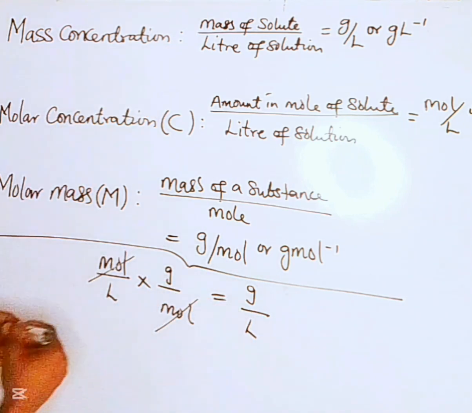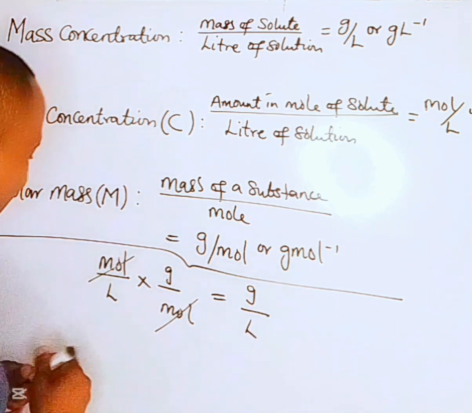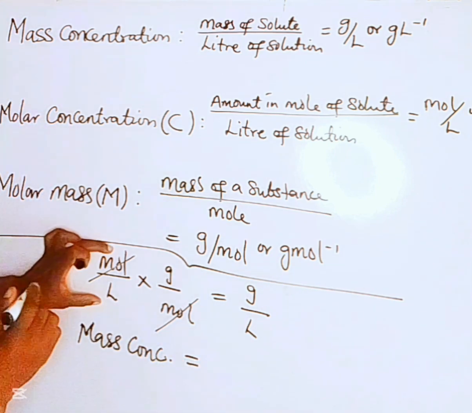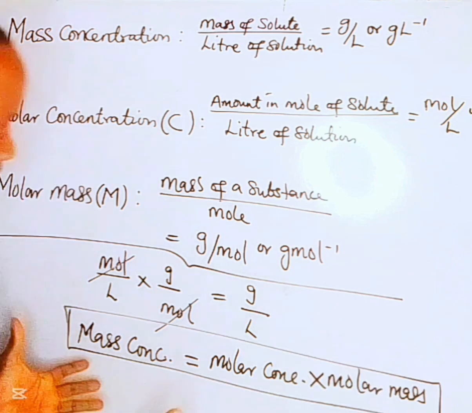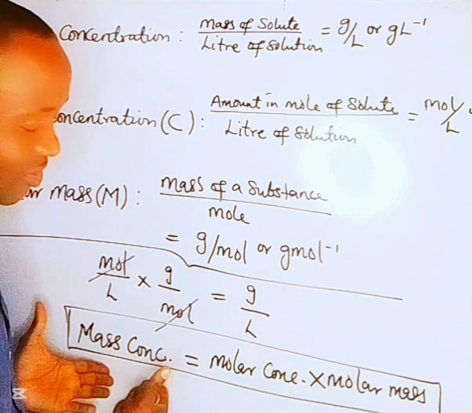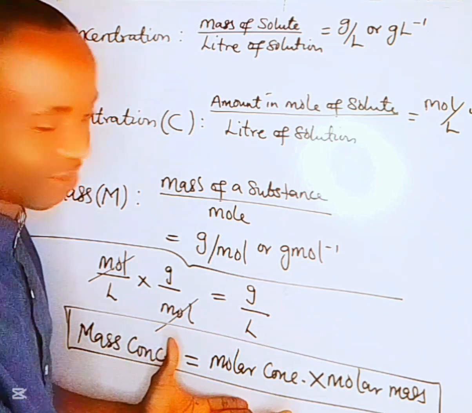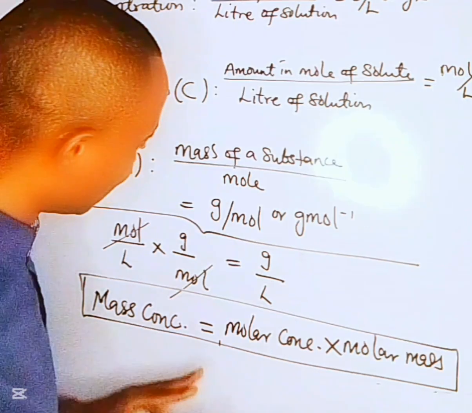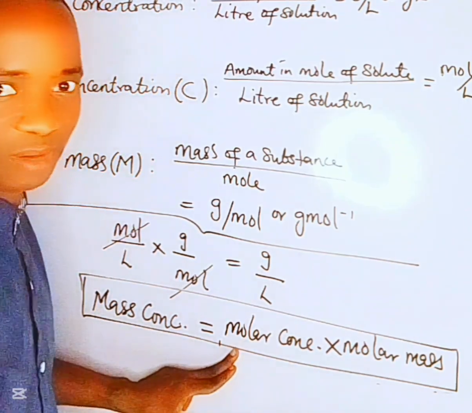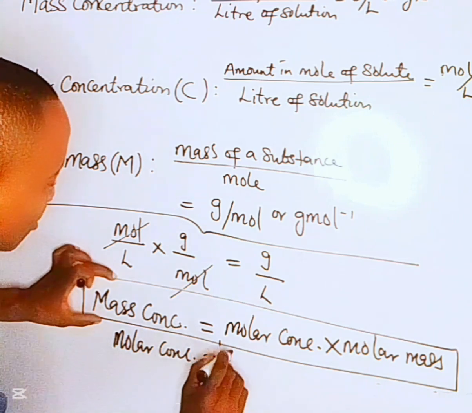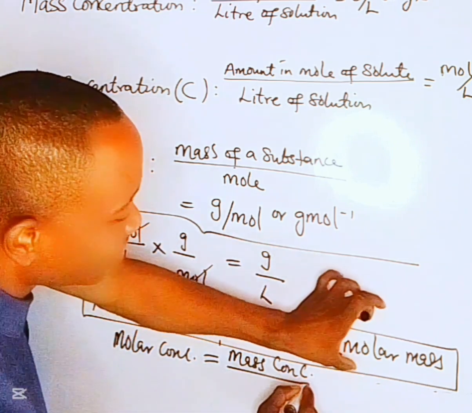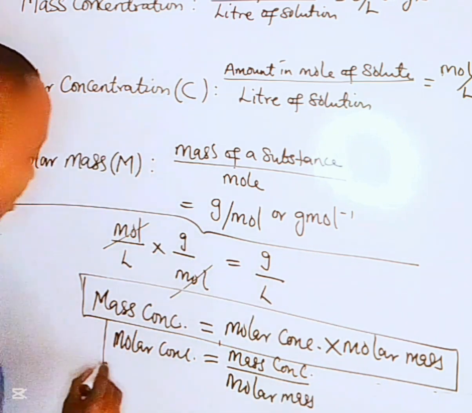We can now say that mass concentration, which is this, equals this, which is molar concentration, times this, which is molar mass. And this is the relationship between mass concentration, molar concentration, and molar mass. You can even make molar concentration the subject of the formula. Molar concentration equals this, mass concentration, divided by this, molar mass. And this is another relationship.